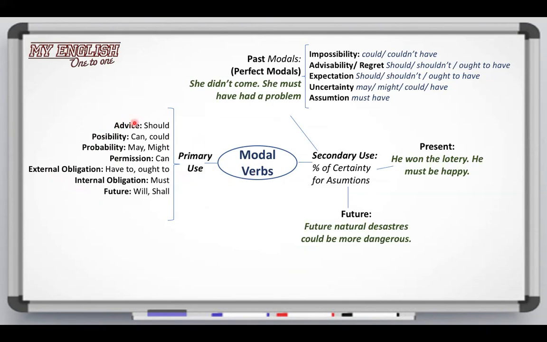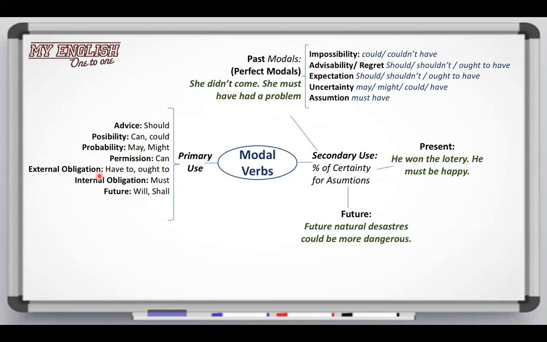So in advice, we have should. We use should to give advice. To express possibility, we use can and could. Also, they are used for ability, right? Physical ability. Probability, we use may or might. Also, permission, may. And for permission, we use can, may, and some others as well.